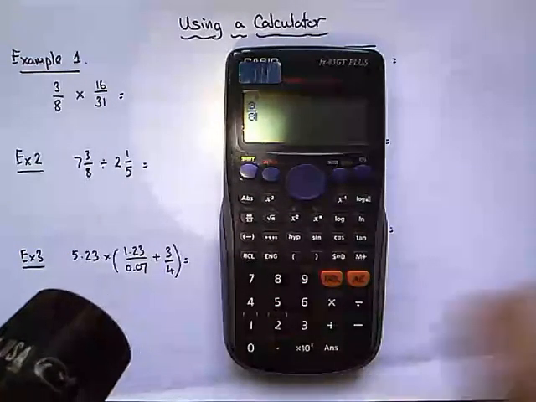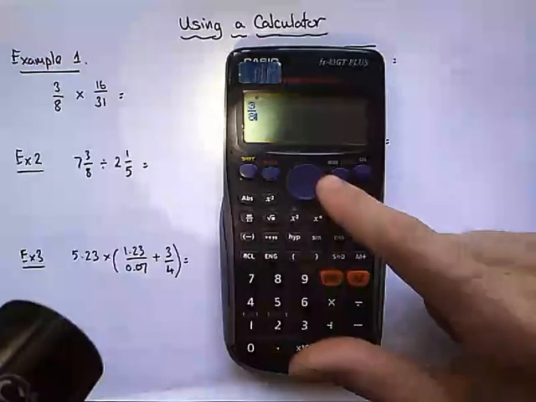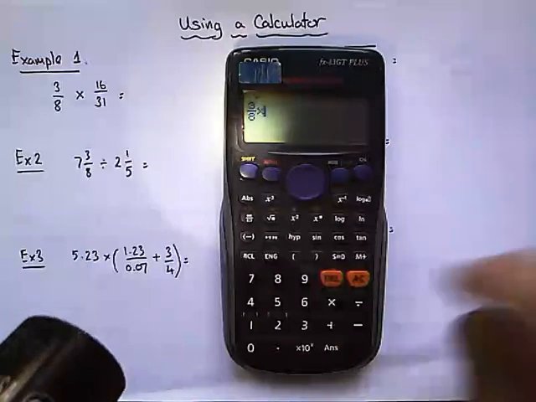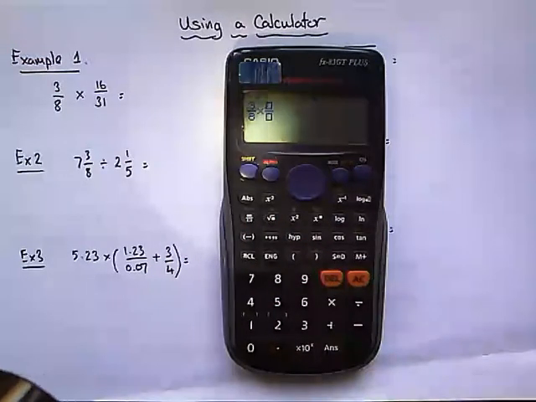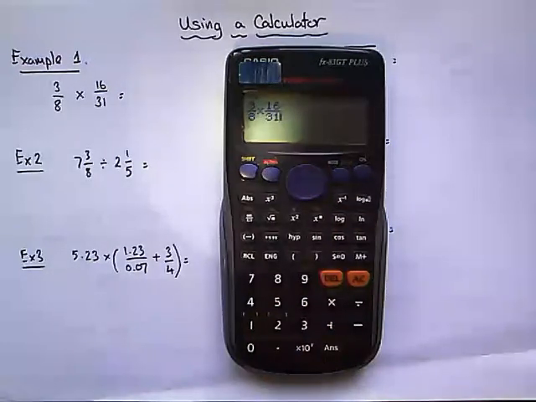and we are timesing it by. So actually, no, we need to come away from this fraction now. So we're going to use the right button, then we're going to times it by, and then we're going to put in another fraction. Okay, and it's 16 over 31. So using the arrow button again.